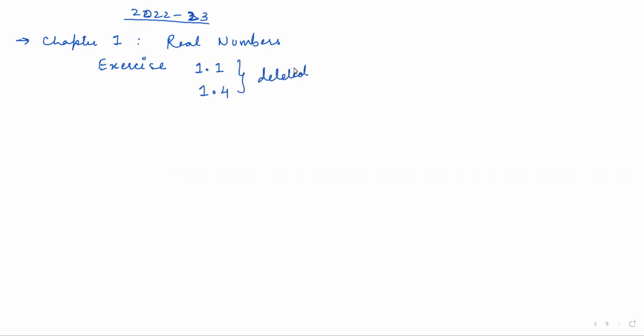So this is the 2022-23 syllabus. Now first, your chapter 1, that is real numbers. Exercise 1.1 and 1.4, they both are deleted. Then from your chapter 2, which is polynomials, here your exercise 2.3 and 2.4 are both deleted.